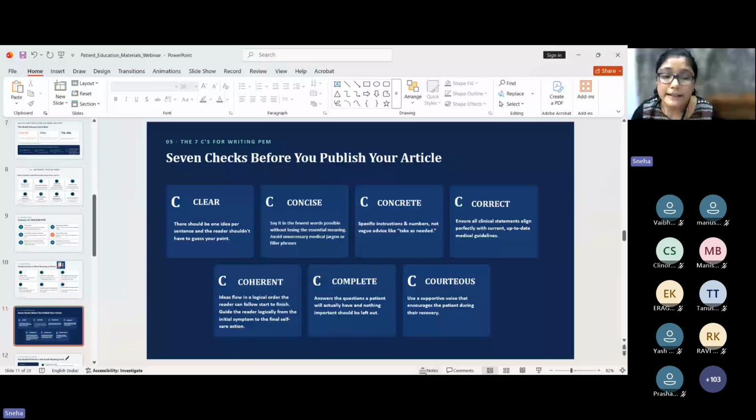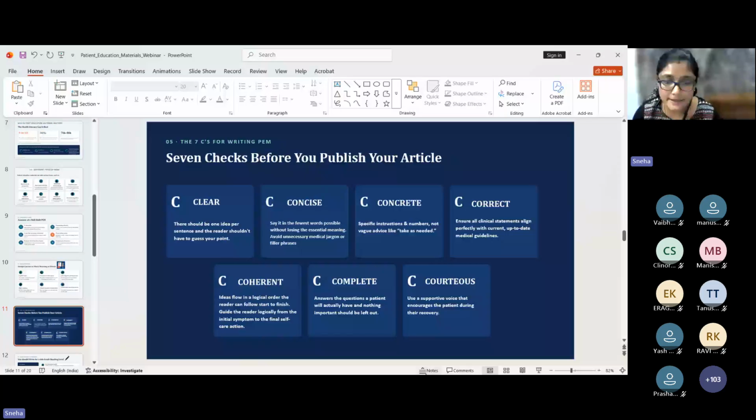Clear. It has to be clear. There should be one idea per sentence, and the reader shouldn't have to guess your point. So one sentence, one idea. And the sentence cannot be longer than 20 words. One sentence should convey one idea, and the reader should not have to guess your points.